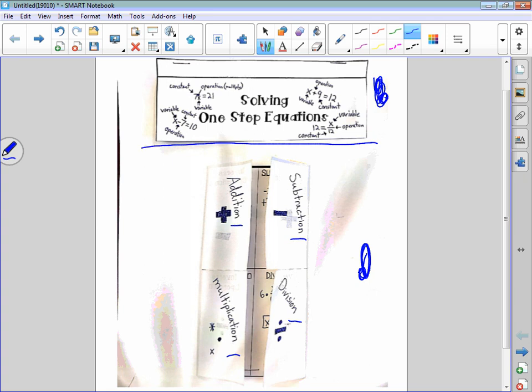But only glue here. I want you to only glue here so that this is a flap. I need this to be a flap. So glue only right here where I'm coloring right now. Glue right here.